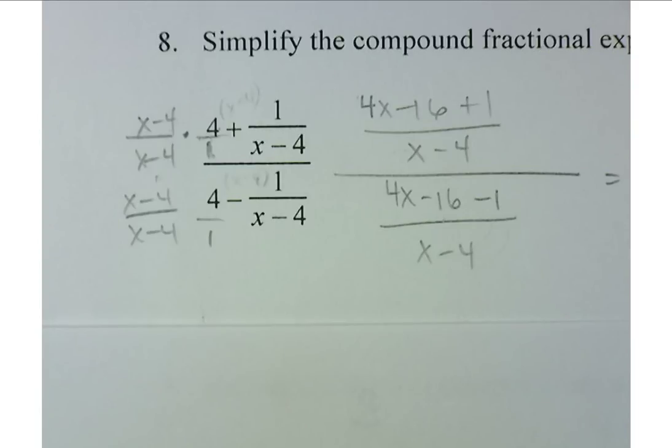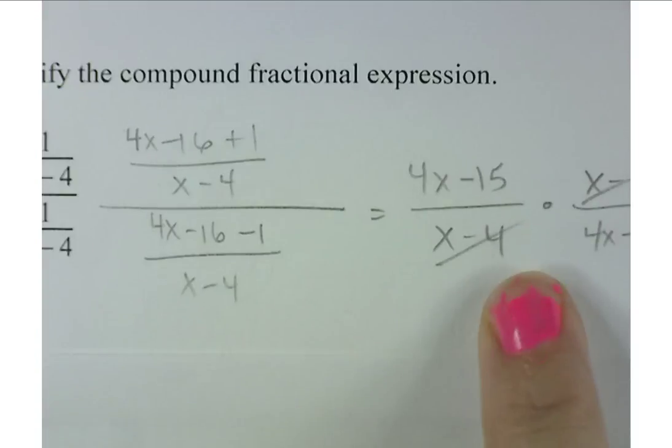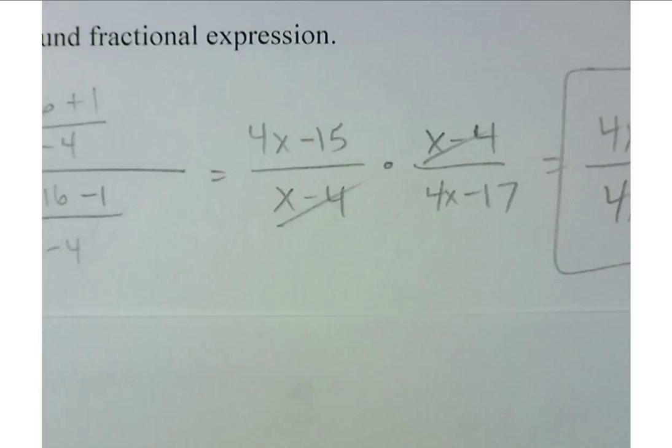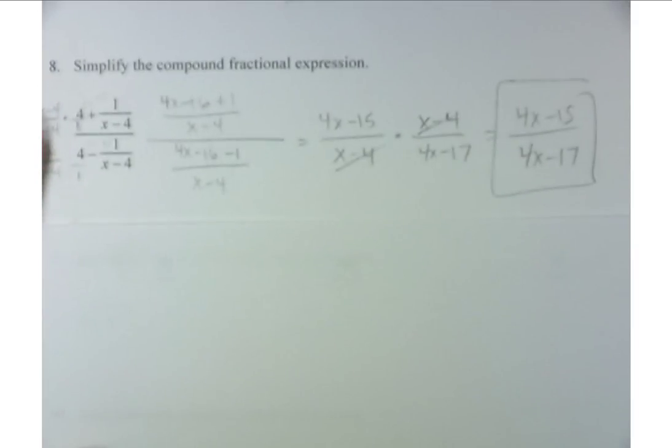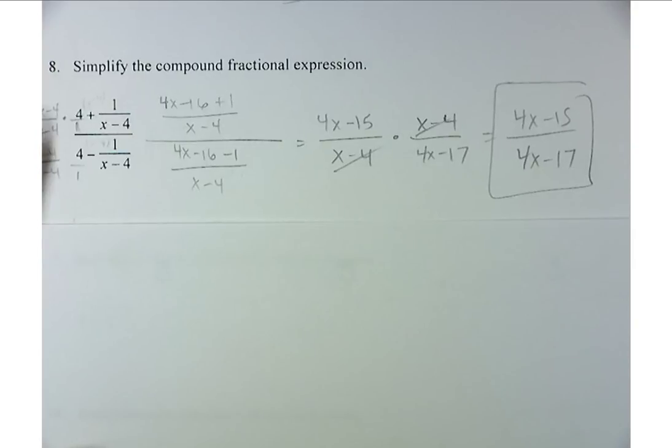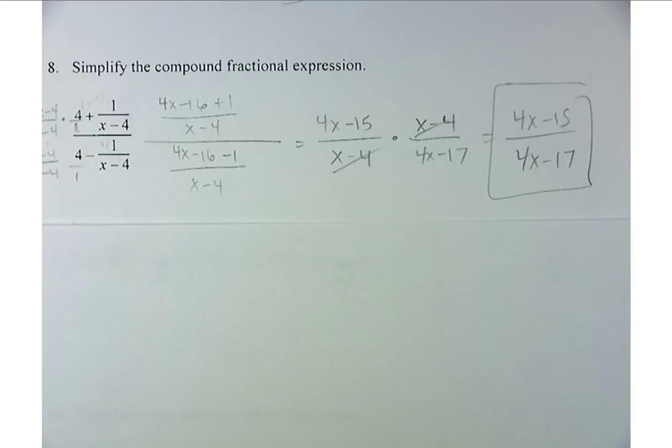Again, when you skip, flip, and multiply, the x minus 4s are going to cancel out. And you'll be left with 4x minus 15 over 4x minus 17.